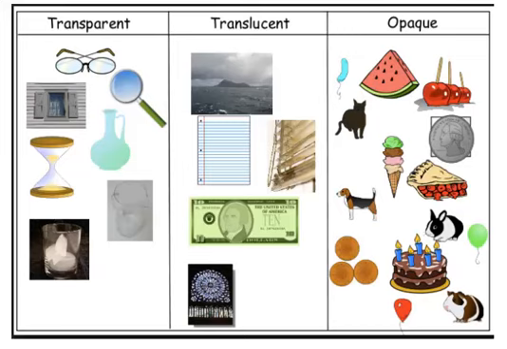The last section you can see is our opaque items, and those items block all of the light. None of the light, when shined on it, can get through. Some of those items may be an ice cream cone, a puppy, pennies, quarters, watermelon, and even you are opaque.